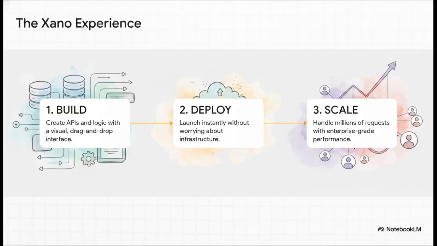It really boils down to this three-step flow. First, you build. You're creating all your business logic and your APIs, basically the brains of your app, using a visual drag-and-drop interface. Then you deploy. One click, and it's live. No server headaches. And finally, it scales automatically. It's ready for 10 users or 10 million users right out of the box.